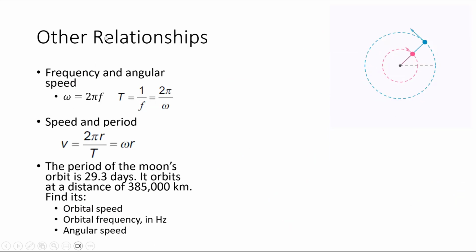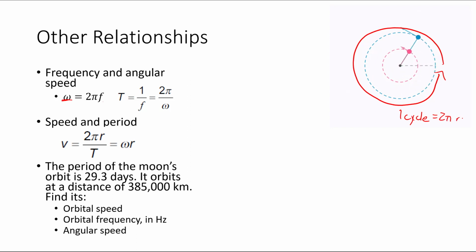We can always convert between them too. Frequency is always related to angular speed. Omega is always equal to 2 pi times frequency. Because if we go around, let's say, one cycle, that's equal to 2 pi radians. So omega is always going to be 2 pi times as many as frequency. If we go around 2 cycles, that'd be 4 pi radians. It's always 2 pi times f.